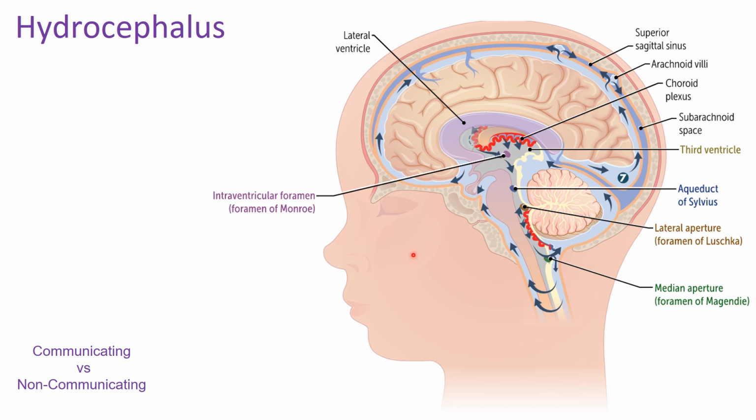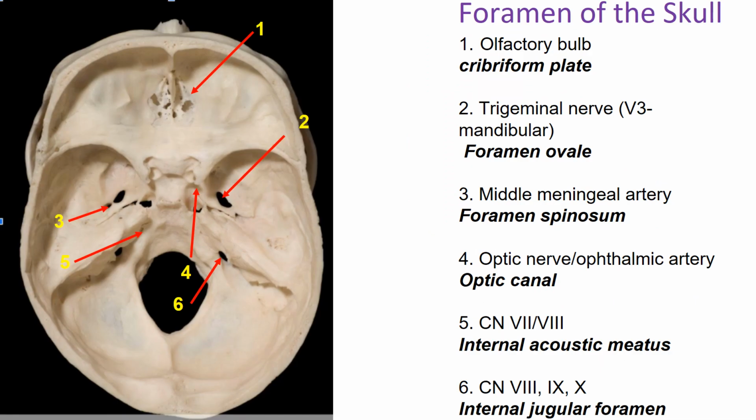So those are all examples of hydrocephalus, both communicating and non-communicating. And typically this is going to be treated with a shunt. It's going to shunt cerebrospinal fluid into some other location, usually in the GI system. Okay, now going really quickly, there's a couple of foramen of the skull that are super important because they have vasculature or nerves that are associated with them.